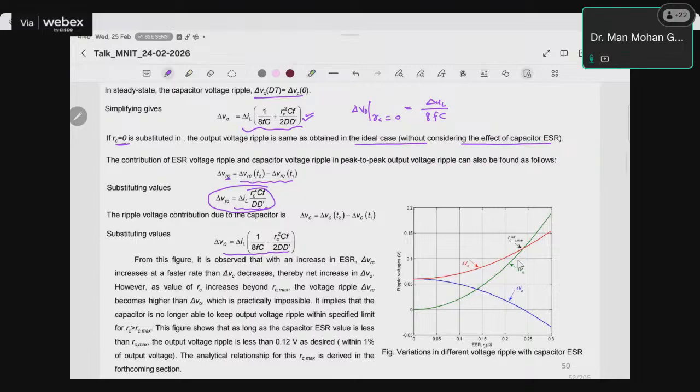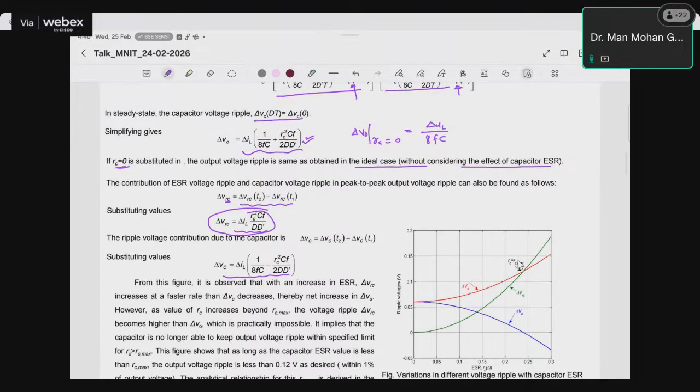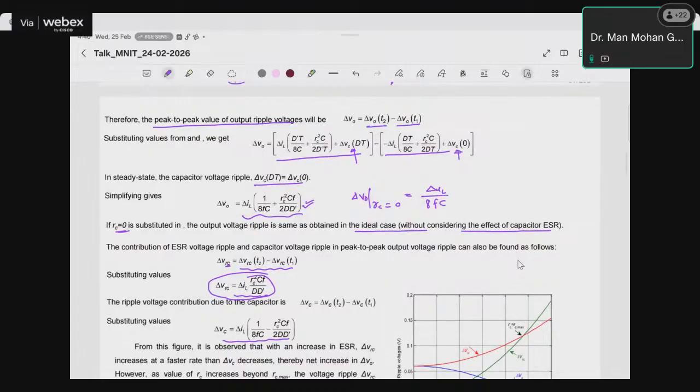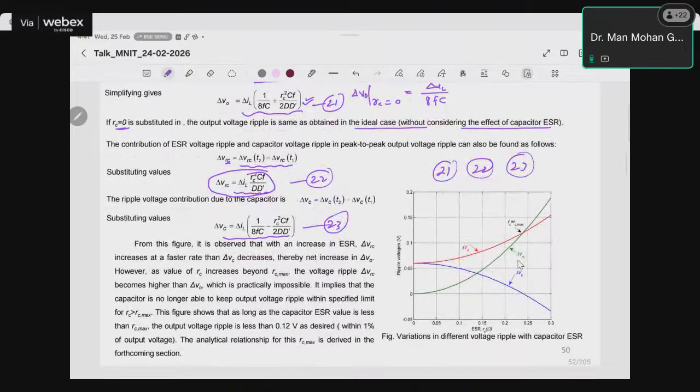Now we are plotting these equations. So let's say 19, 20, then it is 21, 22, 23. So if you plot 21, 22 and 23 with respect to RC, then what you observe here is that this green one, VRC, is continuously increasing with the increase in RC, right? So this is continuously increasing with the increase in RC. That is the first observation.